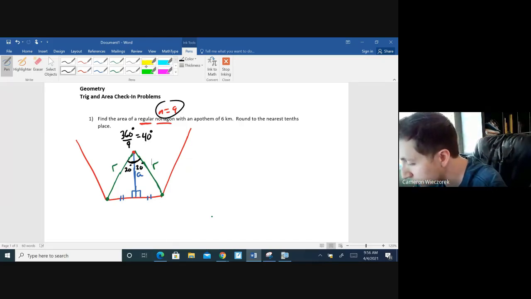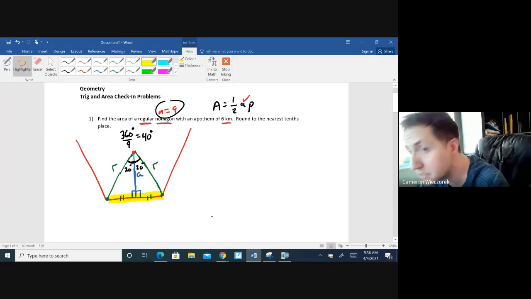All right, so now what am I going to do? Before I get the area, I need to know what the apothem is and what the perimeter is. Well, the apothem, they already told me that's 6 kilometers. Before I can get the perimeter, though, I'm going to have to figure out what this side length is and then multiply it by 9. And before I do that, I'm going to have to figure out what half that side length is. So I'm going to start by just focusing on one of these little triangles inside.